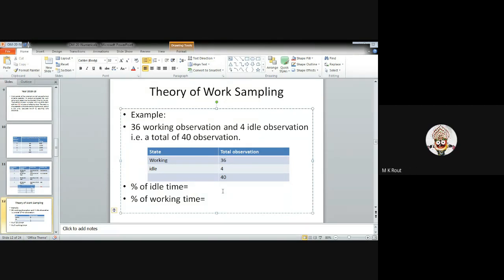Just note down, for example, 36 working. It is already visible in the slide, just read this particular slide. 36 working observations and 4 ideal observations, that is a total of 40 observations done for work sampling. I repeat, 36 working observations and 4 ideal observations, a total of 40 observations are done in work sampling.